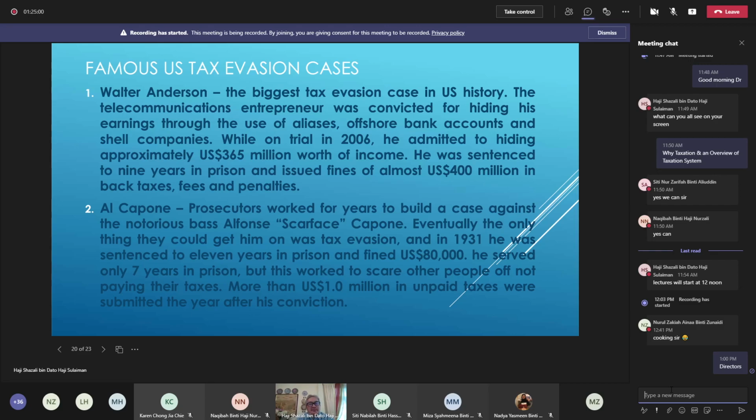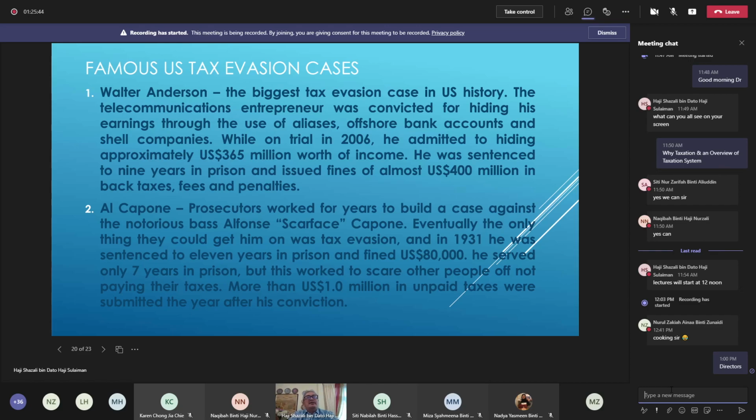Okay, Al Capone. I'm sure you must have heard of Al Capone, the famous Italian mafia. Prosecutors worked for years to build a case against the notorious Alfonso Scarface Capone. I think the movie is The Untouchables. If you watch the movie with Sean Connery and Kevin Costner, it talks about how the enforcement people managed to trap Al Capone and get him charged for tax evasion. Sometimes it's not bad watching Netflix, man. You do get to learn how these criminals do tax evasion stuff.